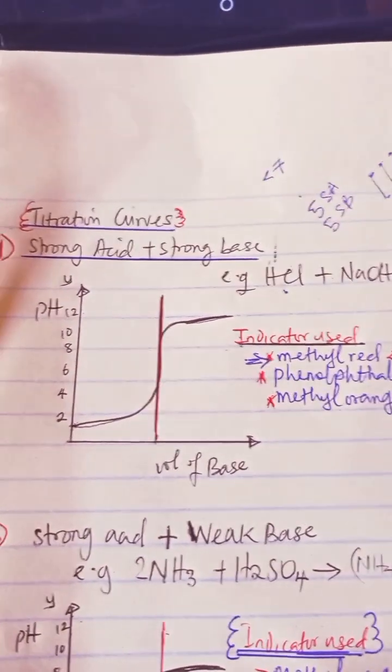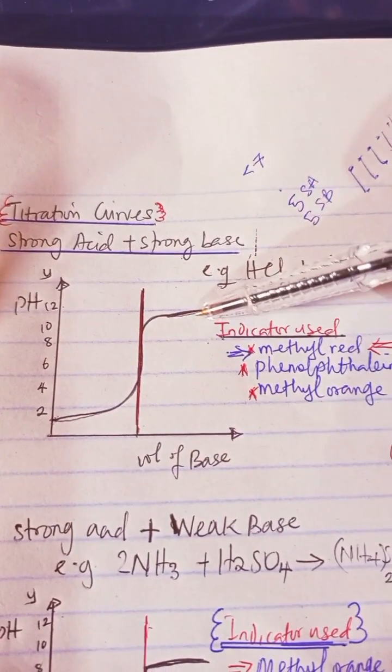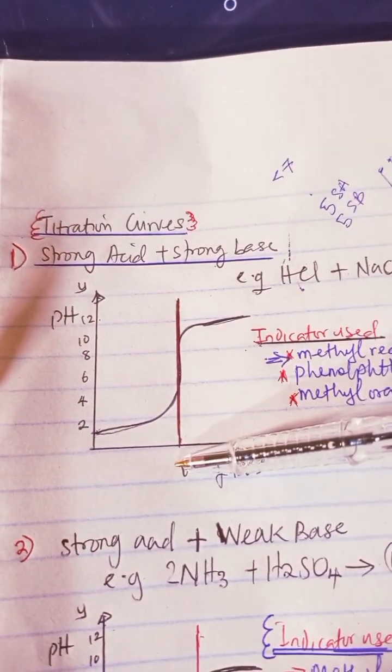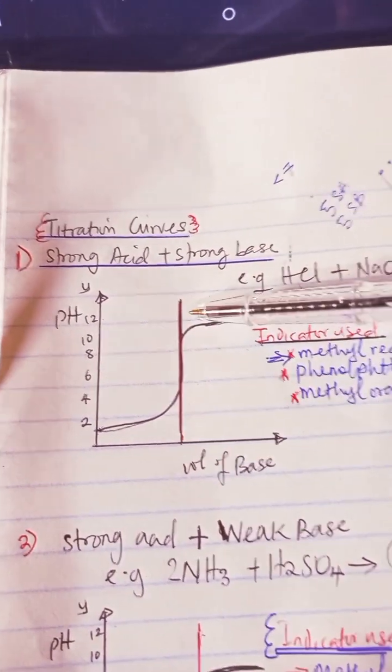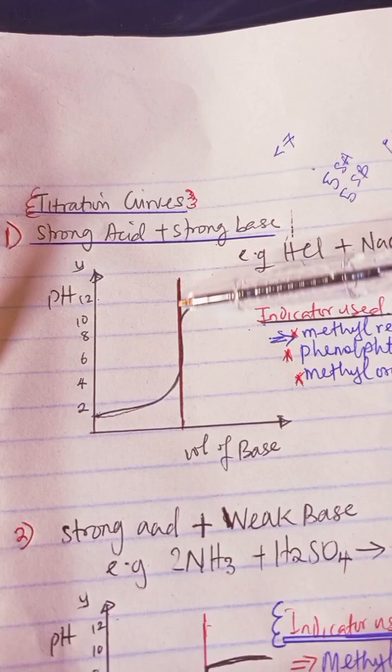So at that point, you should stop the titration. But if you continue, the pH will keep rising higher. You can see the way it's going higher, higher, higher, and so on like that. So this red line here is called the end point, or you can call it the equivalence point. The equivalence point and the end point are not actually the same, but you can just assume that they are the same. So this point here is the end point.